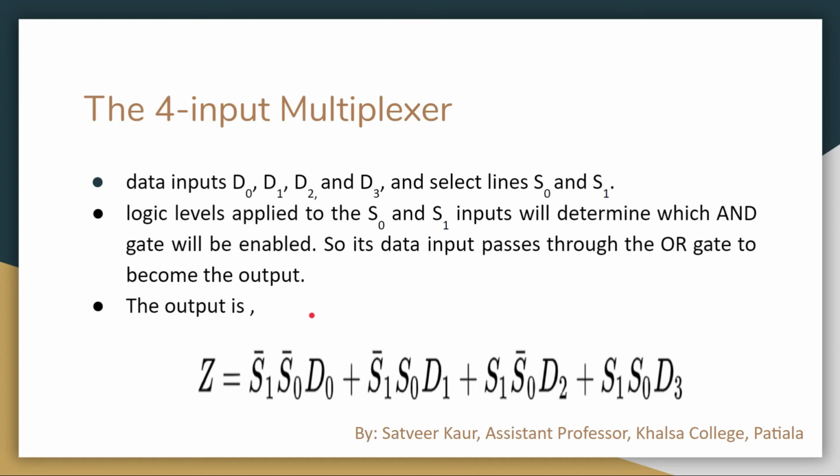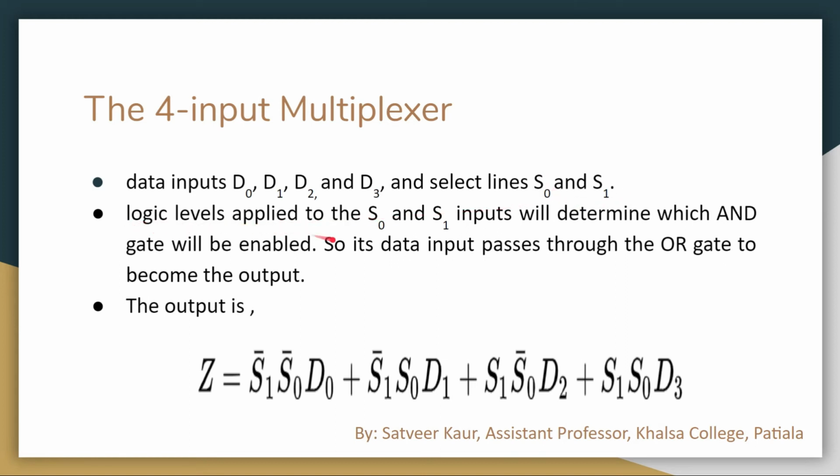The next one is the 4 input multiplexer. Here the data inputs are 4: D0, D1, D2 and D3, and the select lines will be S0 and S1. How can we calculate how many data lines and select lines there will be? If we are going to design a 4 input multiplexer, there are 4 inputs and 2^2 equals 4. So there will be 2^n inputs, where n is 2, so that n will be the number of select lines.